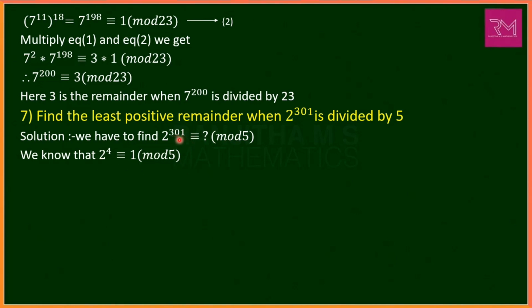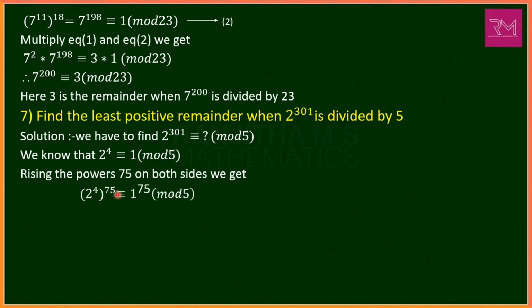Next step, we have to raise the values so that we get a value which is approximately equal to 301. If we raise the power of 75 for this congruence, we get 2 power 4 into 75 which is congruent to 1 power 75 mod 5. Here 75 into 4 is nothing but 300. So 2 power 300 is congruent to 1 power 75, which is nothing but 1 mod 5. So we get 2 power 300 is congruent to 1 mod 5.